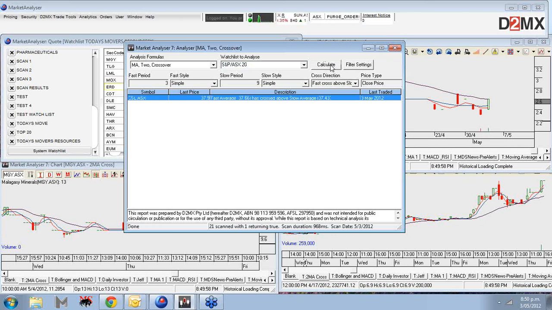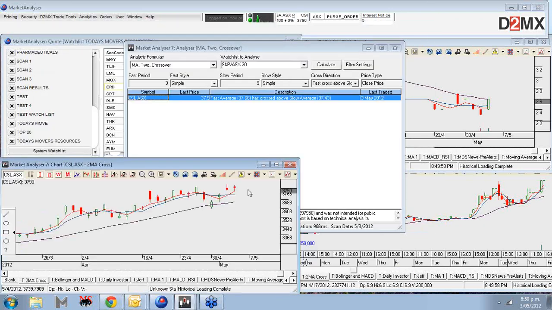Now CSL has crossed above the averages today, there's been a crossover, and we can then go and look closer at CSL. Now I'm not sure what time this actually occurred during the day, because of course the market's now shut, it occurred sometime today, but the scan will pick it up immediately that it occurs. So if you run the scan and the crossover has happened, you'll get the results. They will be there. Double click on CSL and that will take me into a chart of CSL.